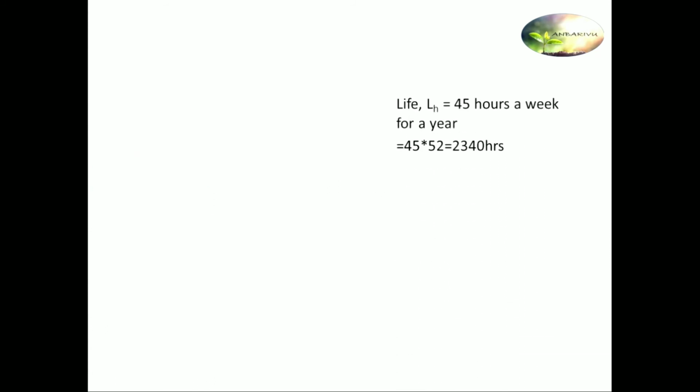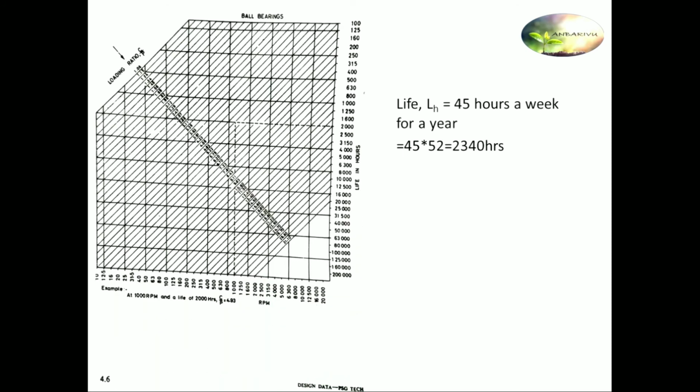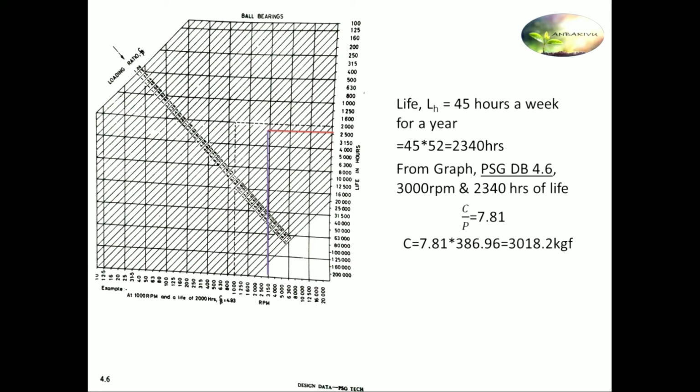Next, working life. Working life 45 hours per week for a year. Per year 52 weeks. So 45 into 52, 2340 hours. From the graph, PS data book 4.6, take 3000 RPM and 2340 hours. The hours in the y-axis, RPM in the x-axis. Compare this, and you get the loading ratio C by P equal to 7.81.